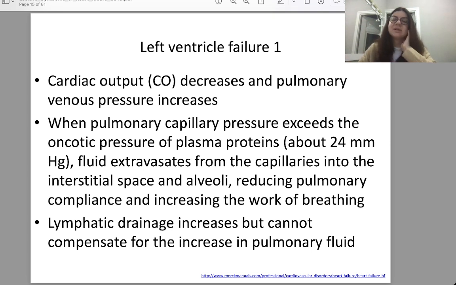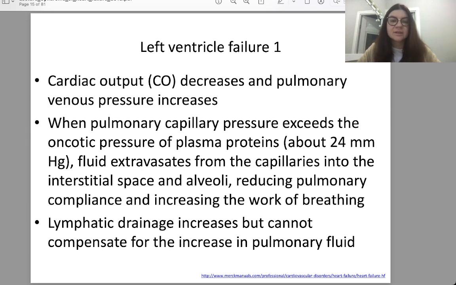And let's differentiate left and right ventricle failure. First of all, left ventricle failure, the most often form. In this case, cardiac output decreases and pulmonary venous pressure increases. When pulmonary capillary pressure exceeds the oncotic pressure of plasma proteins, about 24 millimeters Hg, fluid extravasates from capillaries into the interstitial space and alveoli, reducing pulmonary compliance and increasing the work of breathing.